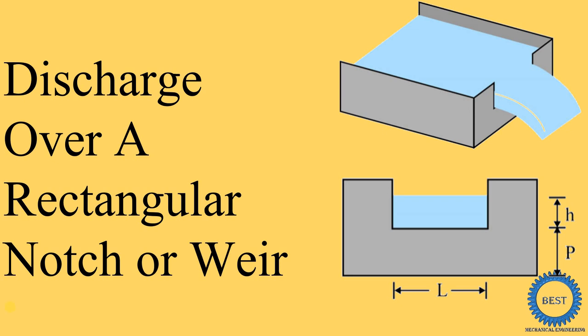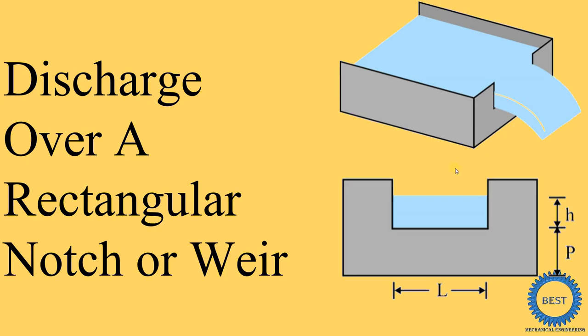In this video, we derive the equation of discharge over a rectangular notch or weir. We consider one rectangular notch. Here we see in this image, this is the rectangular notch, and over this rectangular notch the liquid is flowing. Here we can see this water is flowing and we need to measure this discharge.